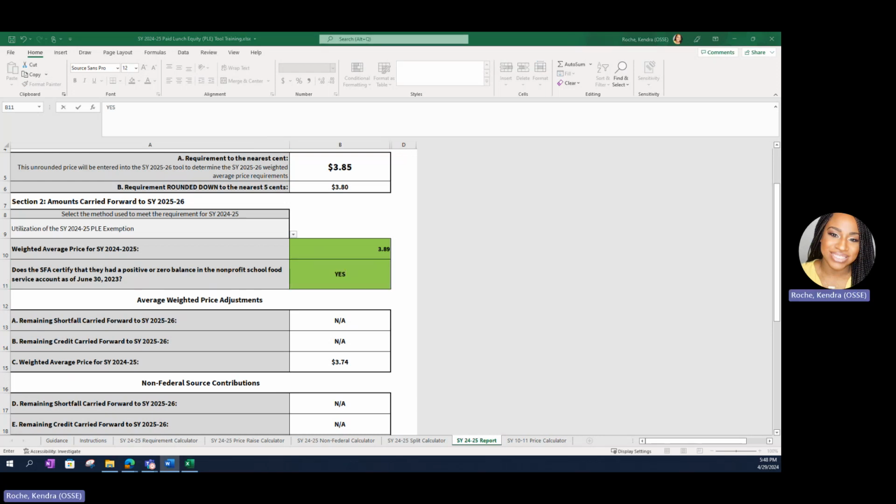Once you have completed this tab, save the file and print this page. Keep the PLE tool for 3 years plus the current school year for your records and state administrative reviews. You have now completed the PLE tool.